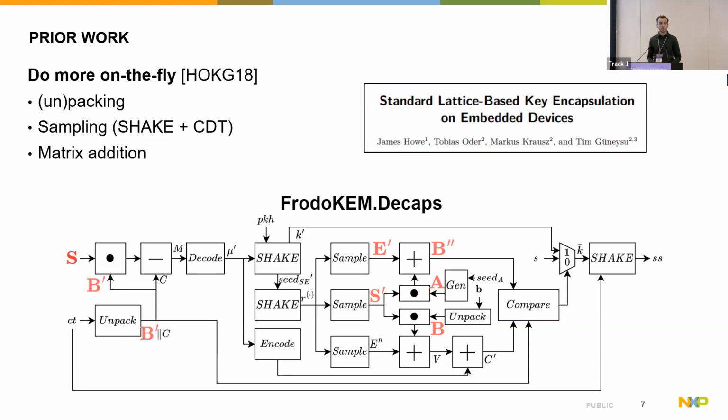Another thing they do is they look at doing more things on the fly. So for example, the packing or unpacking of matrices in this case can be done on the fly. And unpacking happens, for example, when you obtain a matrix from the ciphertext or the public key. Another thing they do is that you can do sampling on the fly. And sampling in this case means generating the randomness with Shake followed by Gaussian sampling, which FrodoKEM uses a CDT sampler. And this then pairs nicely when you do this matrix addition on the fly, when you add an error matrix.